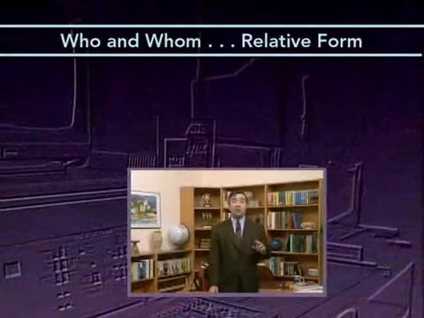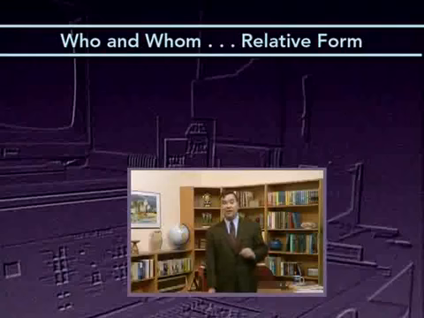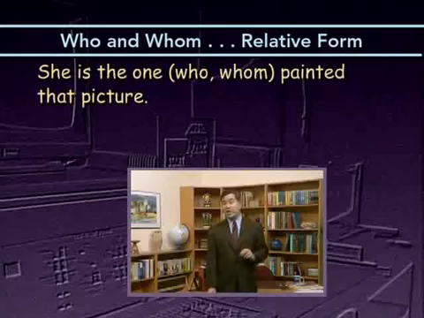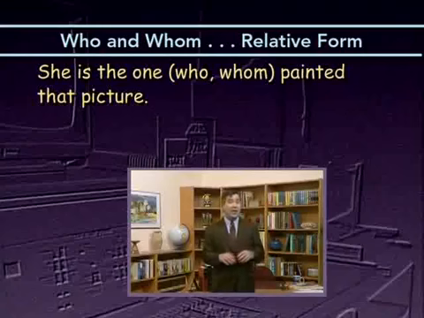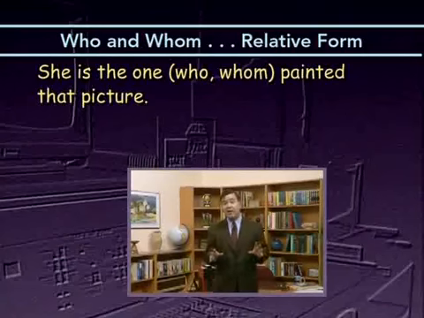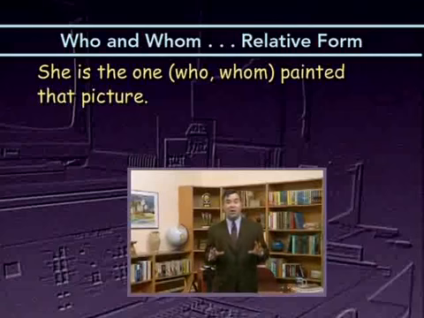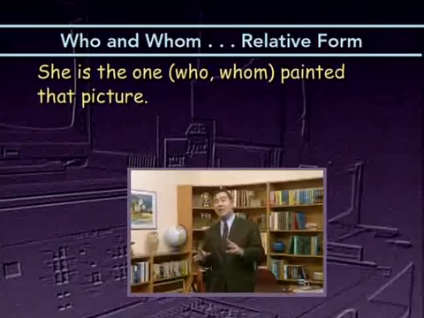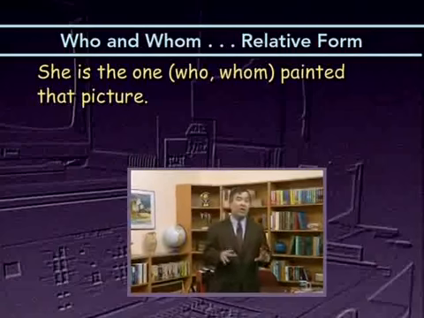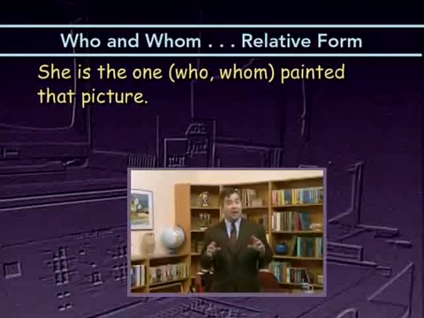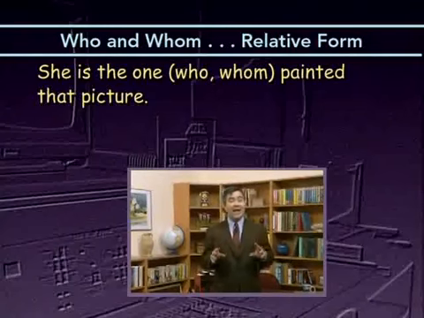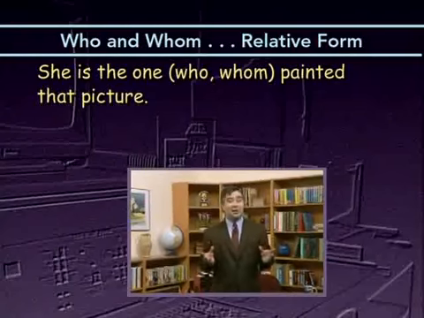In other words, to introduce a subordinate clause. Here's the first one. She is the one who or whom painted that picture. Now here, who or whom is being used as a relative pronoun to introduce the subordinate clause, who or whom painted that picture. In order to determine which pronoun is correct, again, look for the verb and then ask who or what is the subject of that verb.